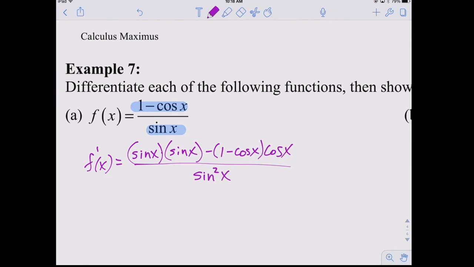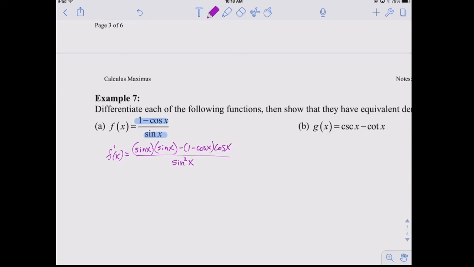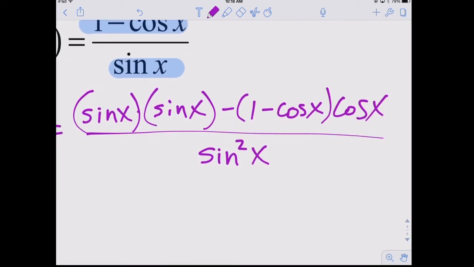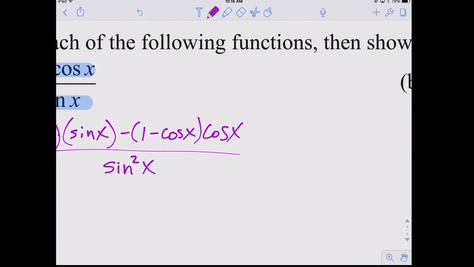Now, I'm going to stop right there because what this says is to differentiate the following and show that they have equivalent derivatives. I think there's some simplifying I can do at this point, and there's probably some trig identities that I can use as well, but I want to go ahead and find the derivative of the other side first so that I can have a target. If I'm trying to show that the results are equivalent, I need to see what the results of the other one are first, yeah? Before I get too far.